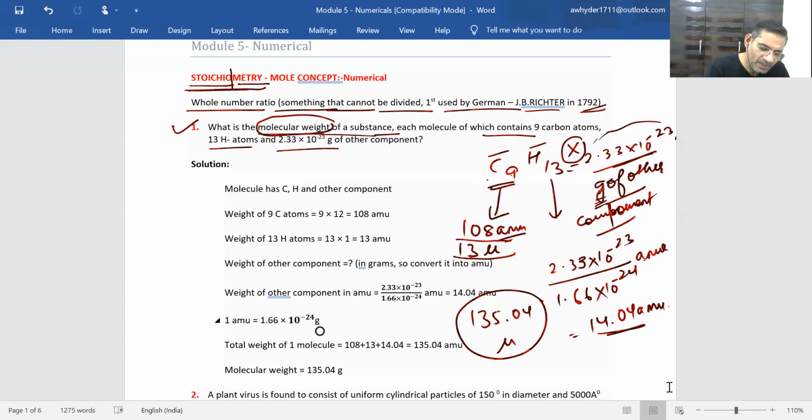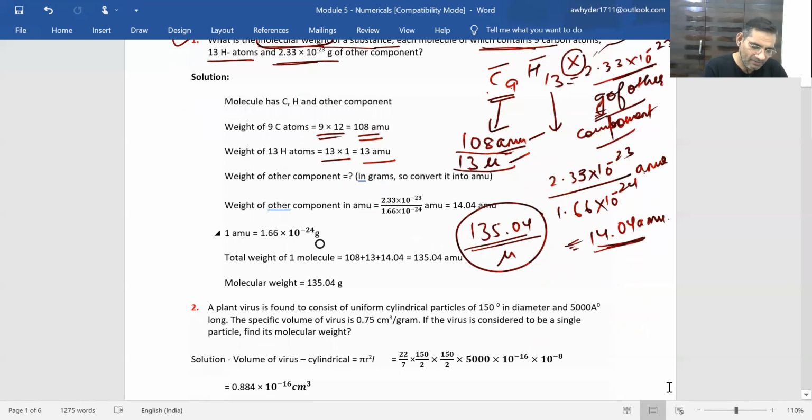Once again, I'll explain. They gave carbon as 9 atoms, so 9 into 12 will be 108 AMU. And hydrogen is 13 atoms, 13 into 1 AMU will be 13 AMU. And what about this third component? That's in grams, so convert it into AMU. How can you convert gram into AMU? Divide it by 1.66 into 10 to the power minus 24. This gram will get converted into AMU, and that would be somewhere around 14.04 AMU. If we add the weight of carbon, hydrogen, and the third element, then you will get 135.04. This will be the molar mass, the molecular weight of the compound. So 135.04 is the answer. Is it okay?